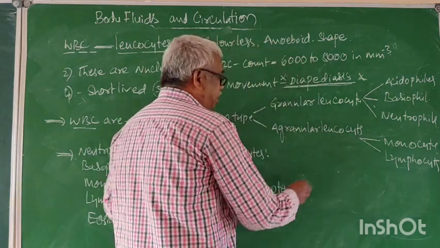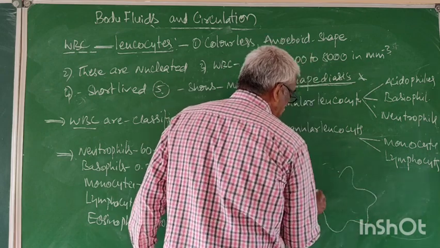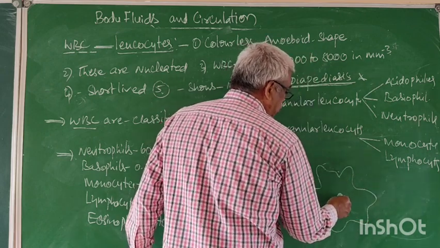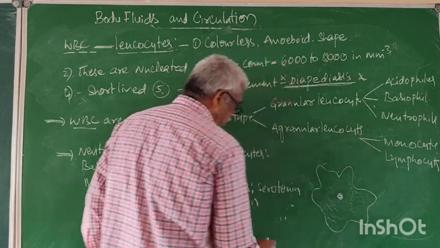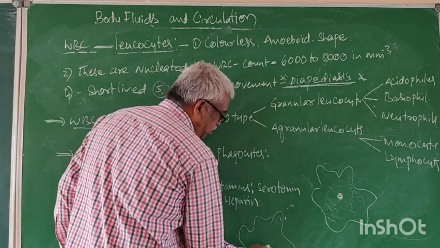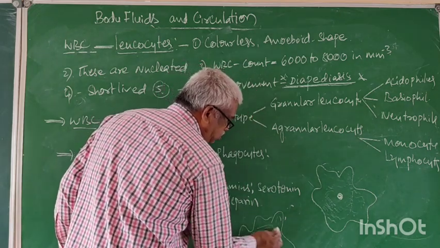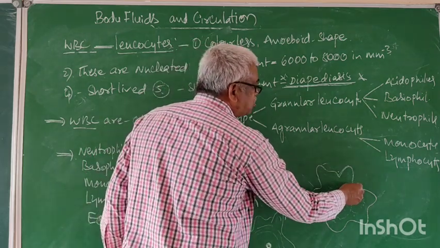Suppose now it is a diagram. WBC. So now it is the nucleus. Now what is this? Cytoplasm. Now it is another WBC. Right. Now this is the nucleus. Now what is it? Cytoplasm. How can you say it is a WBC? Is a pseudopodia.